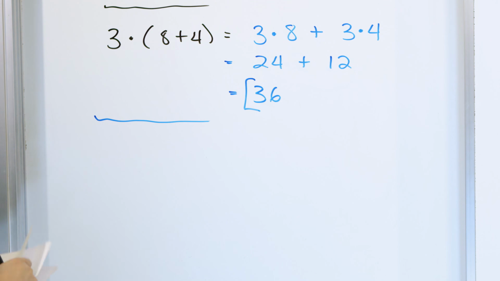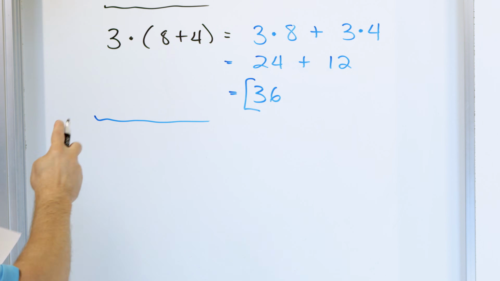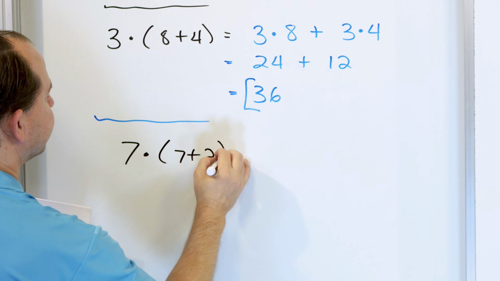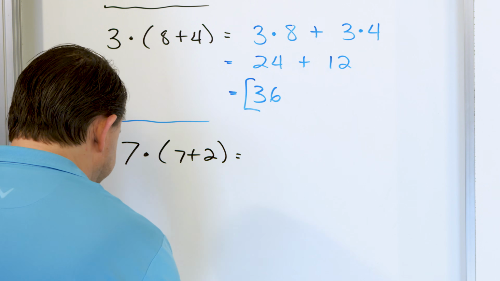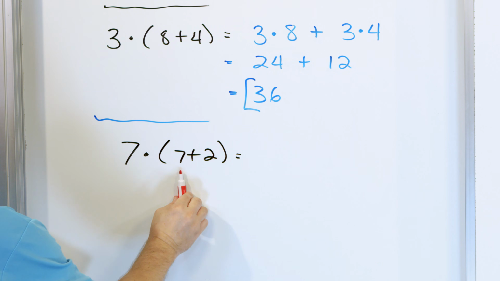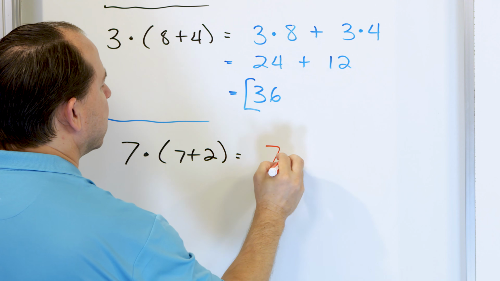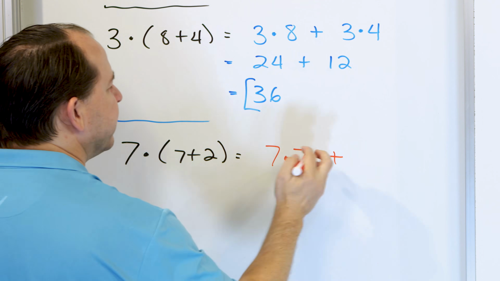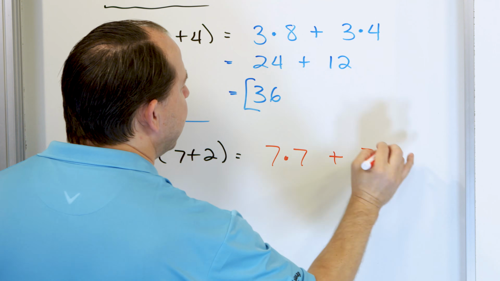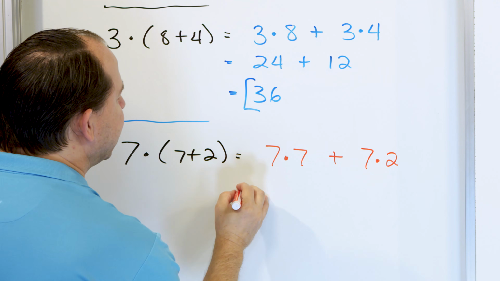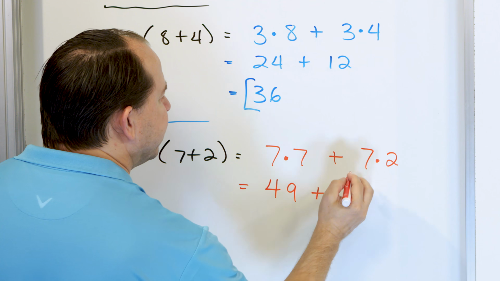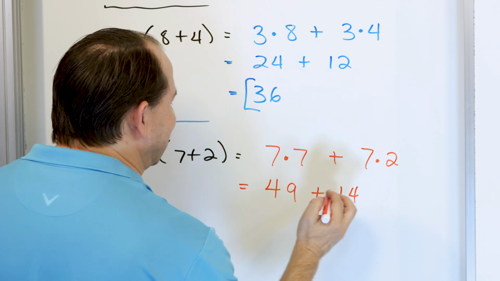All right, I think I only have one more problem, and here it is. It is 7 times 7 plus 2. Same story. The 7 gets distributed in times the 7, and then the plus sign comes from here, and then the 7 times the 2. All right, 7 times the 2. Again, so on the right-hand side, do the multiplications first. 7 times 7, 49, and then 7 times 2 is 14.